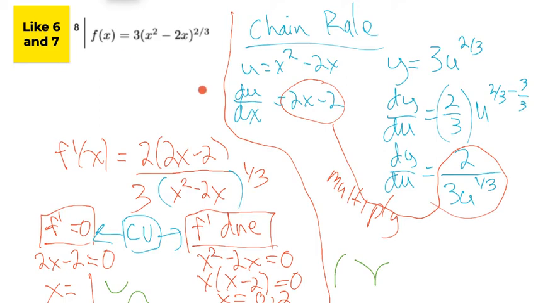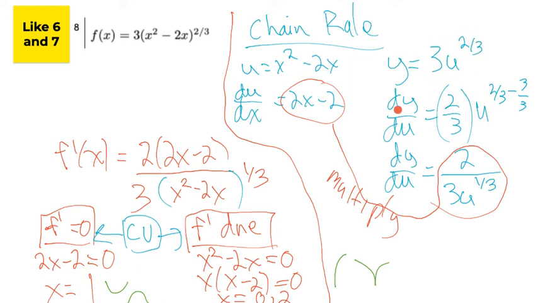So what we're going to do here is we look at this and we notice that there's a function, x squared minus 2x, inside a function. So that means we need to use the chain rule. So I always call my inside function u. x squared minus 2x is u. I do du by dx, 2x minus 2. Then I have my outside function is 3 multiplied by the inside function to the 2/3. So then I do that derivative. And again, 2/3 comes to the front.